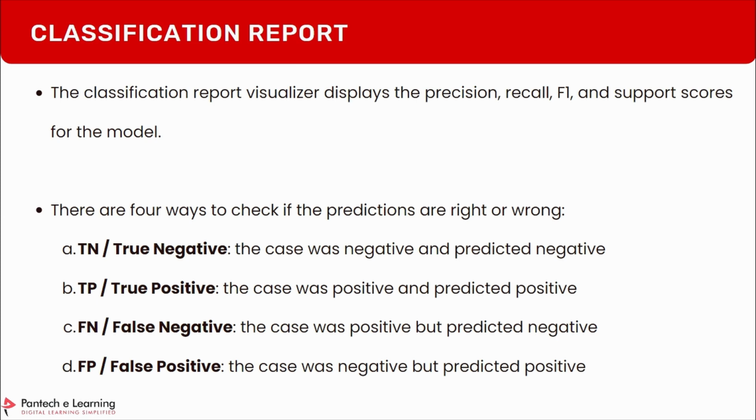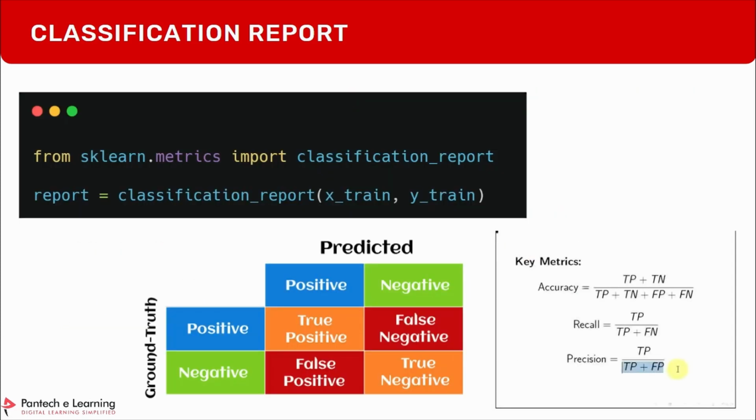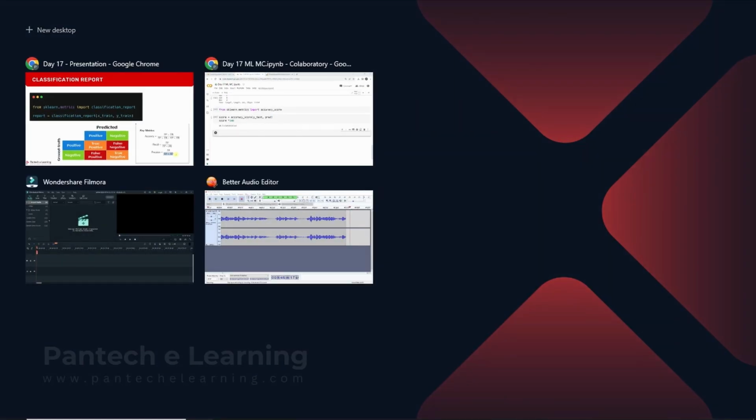One is called TN, which is true negative, which is the case was negative and predicted correctly as negative. True positive means the same case, true was positive and predicted as positive. False negative means it was positive but predicted wrongly as negative, and false positive means the case was negative but predicted as positive. So you can achieve this from sklearn.metrics. You can import classification report, and the report will be classification report, and you can pass your y test and prediction value. So we'll pass it and see now.